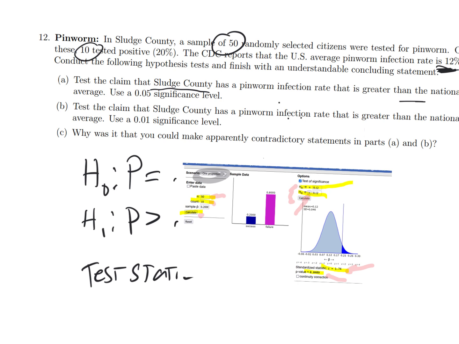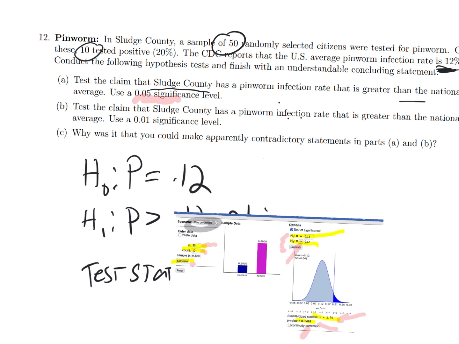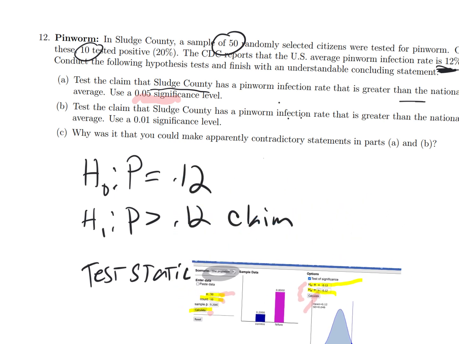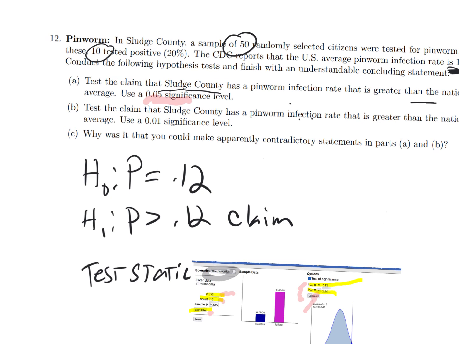So they want us to test the claim using a 5% level of significance. Well, is this p-value less than 5%? It is. So because it is, we're going to reject H0 in this situation. This is really what you asked me originally: how do I know whether to reject H0 or not? Well, the p-value is less than the level of significance, so we reject H0. The data supports the claim that Sludge County has a higher infection rate.